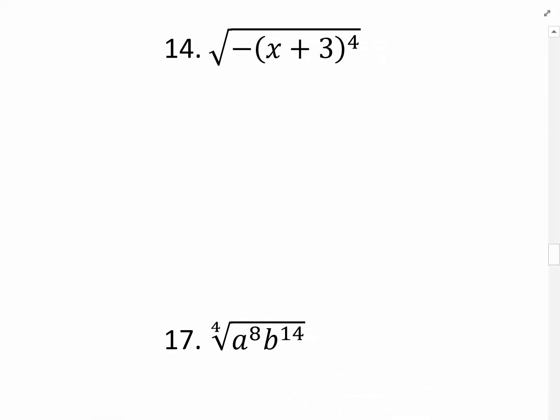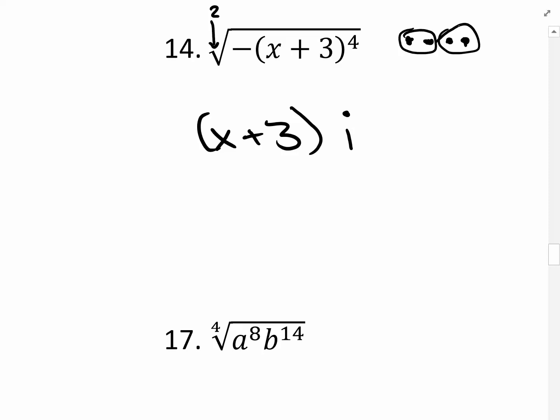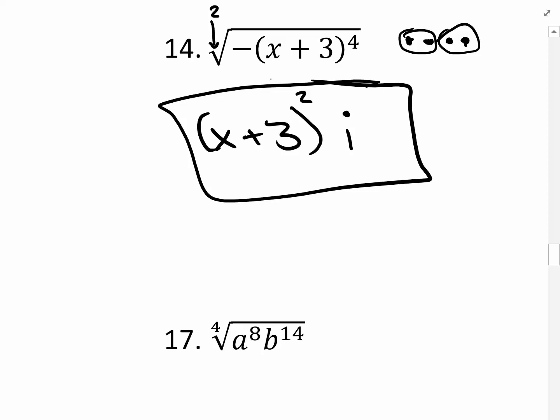Next one, you want to remember, since it's a square root with an invisible 2 in the corner, it's going to be i. And I'll have x plus 3. I'll put that first and then the i. I have 4, so I have 1, 2, 3, 4 dots, and I make groups of 2. Since I made 2 groups, that means 2 get out. Done, final answer.